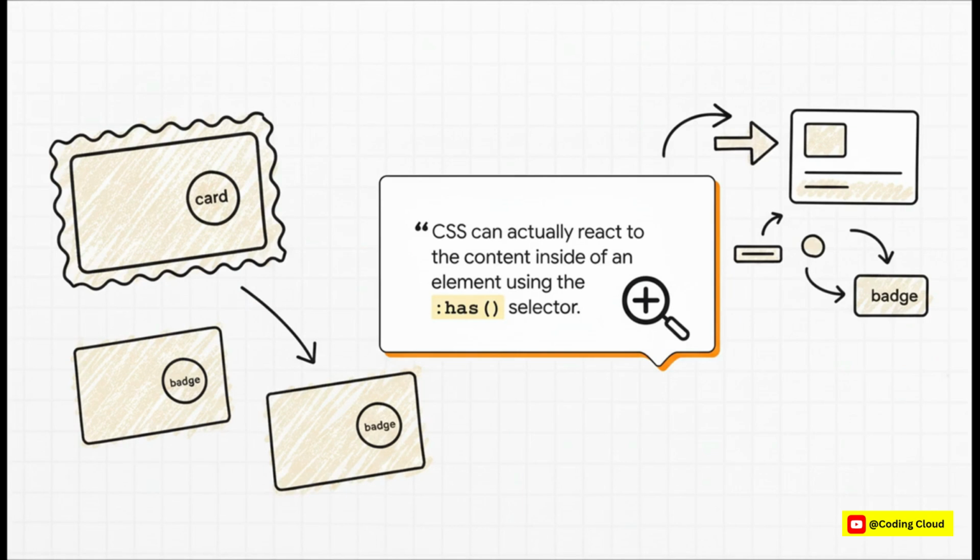People have been calling this the parent selector for years, and for good reason. It's an absolute game changer. In this example, we're selecting a card and giving it a special border, but only if it has an element with a class of badge inside it. This unlocks so many design patterns that used to require clunky classes in your HTML, or you guessed it, more JavaScript.